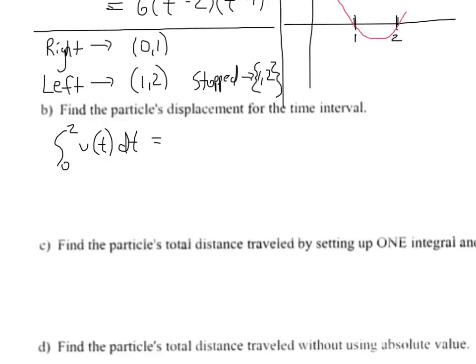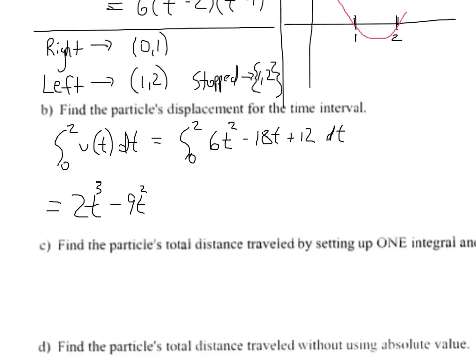Okay, so my velocity function was 6t squared minus 18t plus 12. And if I was to integrate that, I would get, let's see here, 2t cubed minus 9t squared plus 12t, and into that I need to plug a 2 and a 0. Okay, so we're going to do just a little bit of algebra here. Let me shift this over a little bit.